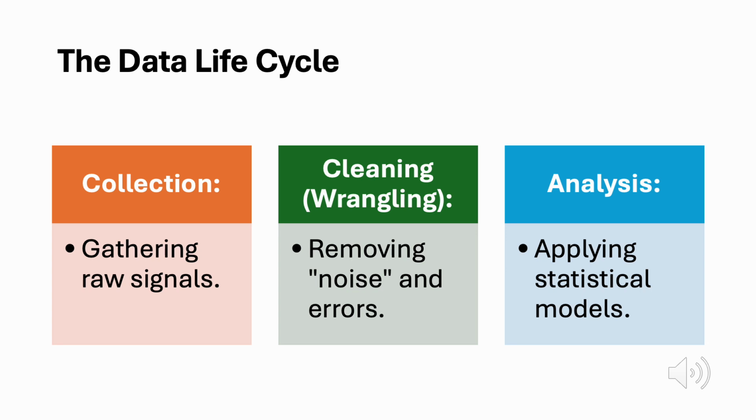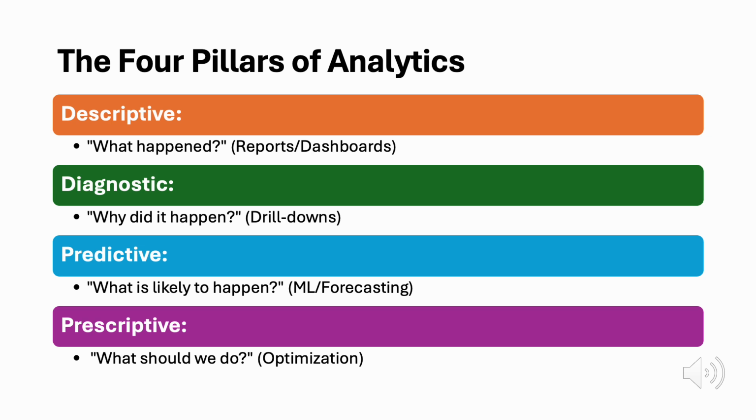The types of analytics. In the industry, we generally categorize analytics into 4 distinct levels of maturity. Each level adds more value, but also requires more technical complexity. Descriptive analytics: what happened? This is the most common form of analytics. It uses historical data to describe the current state. Examples: monthly revenue reports, web traffic summaries, or year-over-year sales growth. Tools: dashboards, pie charts, and bar graphs.